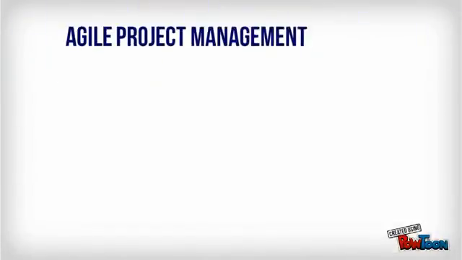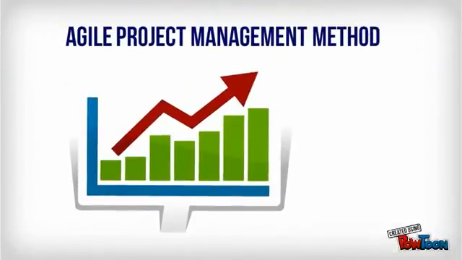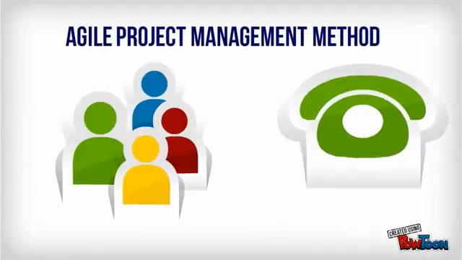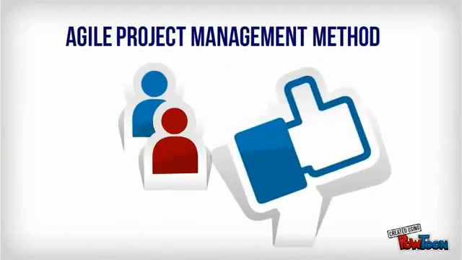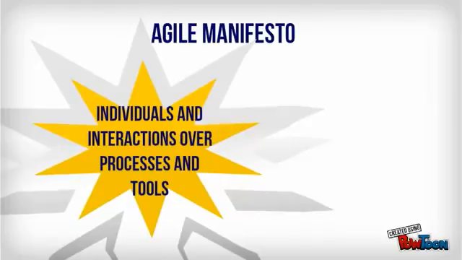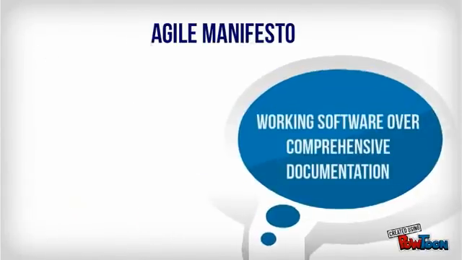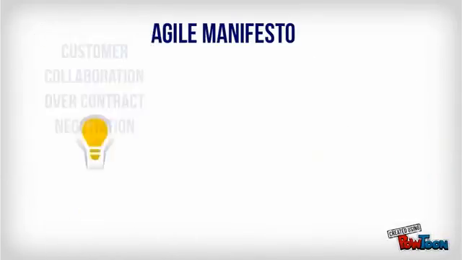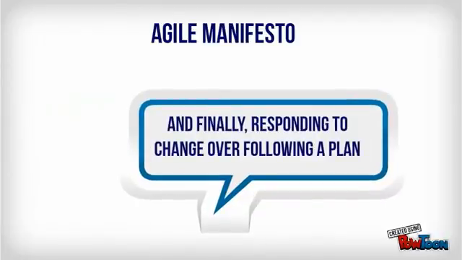The other basic approach to project management is the Agile methodology, which responds rapidly to change by focusing on communication and face-to-face interactions between all project stakeholders to ensure everyone's needs are met. According to the Agile Manifesto, the four main values of the Agile methodology are individuals and interactions over processes and tools, working software over comprehensive documentation, customer collaboration over contract negotiation, and finally, responding to change over following a plan.